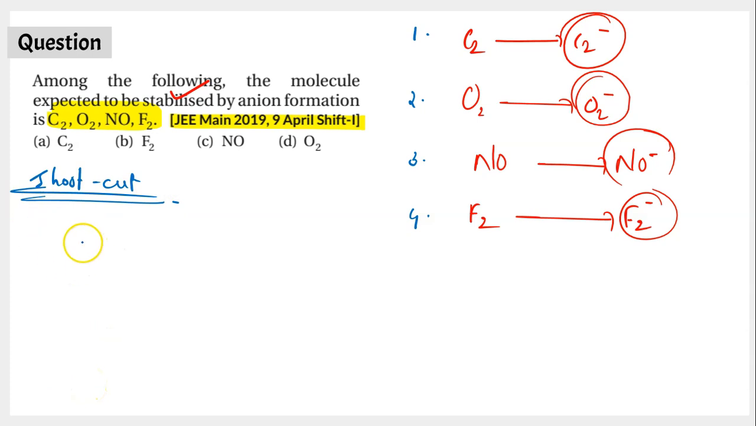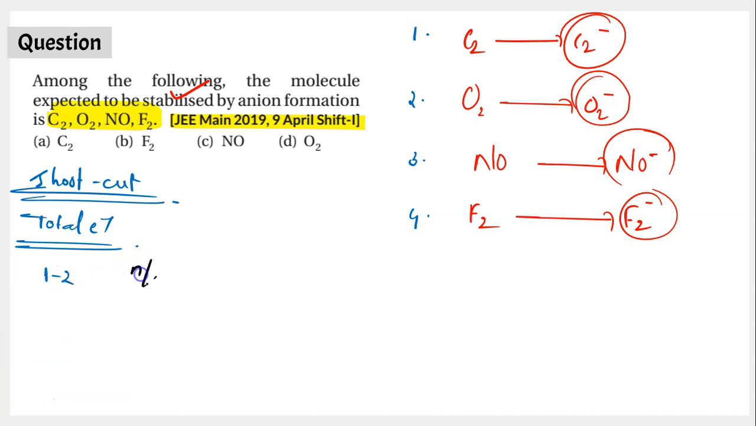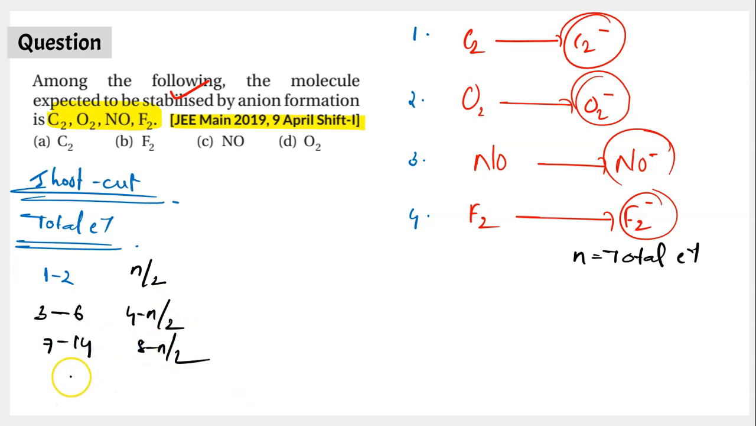Shortcut number 1: if the total number of electrons in the molecule is either 1 or 2, use the formula n by 2, where n is the total number of electrons. If the total electrons is between 3 to 6, use the formula 4 minus n by 2. Similarly, if the total number of electrons is between 7 to 14, use the formula 8 minus n by 2. And if the total number of electrons is between 15 to 20, use the formula 20 minus n by 2. By using these formulas, you can readily calculate bond order.